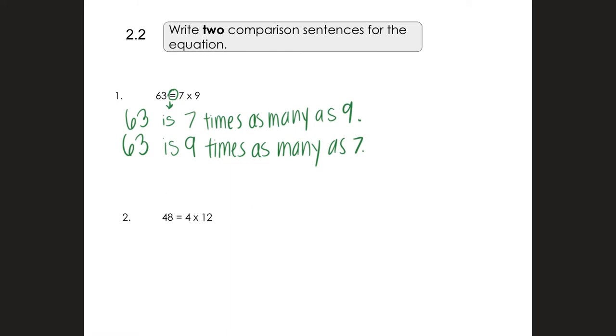For number 2, I can say 48 is 4 times as many as 12. Or I can say 48 is 12 times as many as 4.